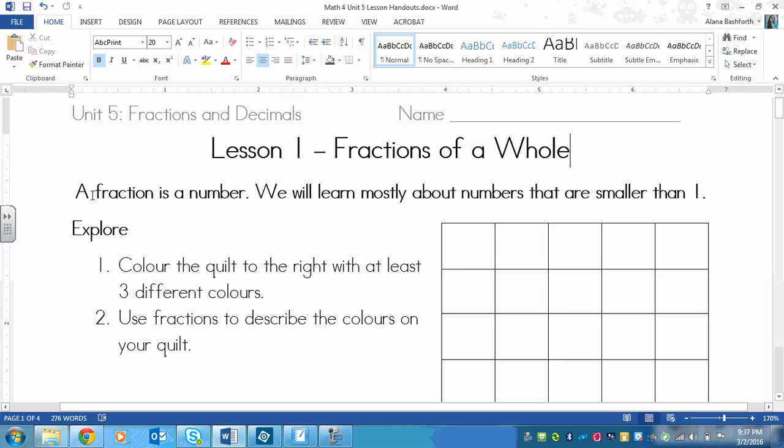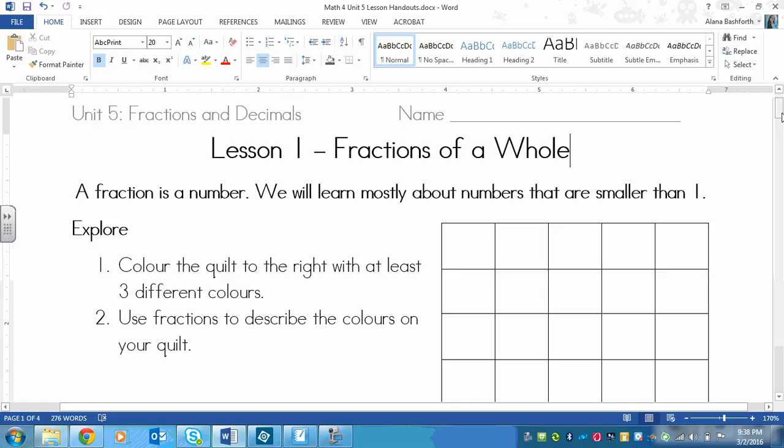So first things first, you need to know that a fraction is a number. Now, particularly, most of the fractions we are going to be focusing on will be numbers that are smaller than the number one, or one whole.